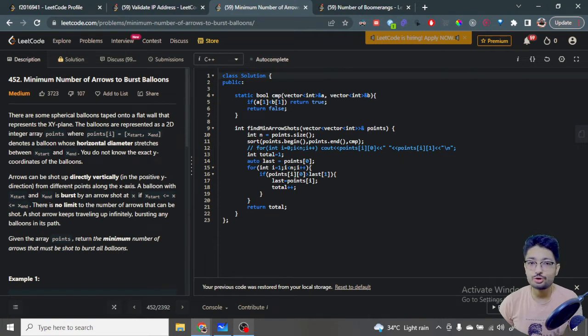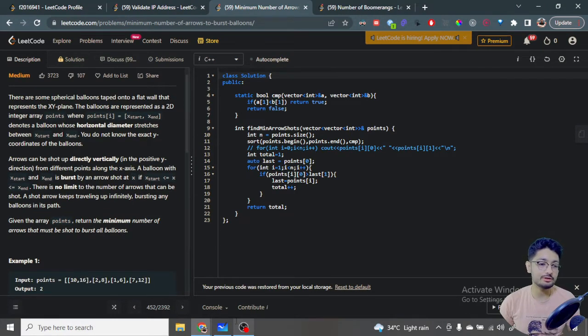The problem statement goes like this: there are some spherical balloons taped on a flat wall that are represented in the XY plane. The balloons are represented as a 2D integer array points, where points[i] contains x start and x end, which denotes the balloon's horizontal diameter.